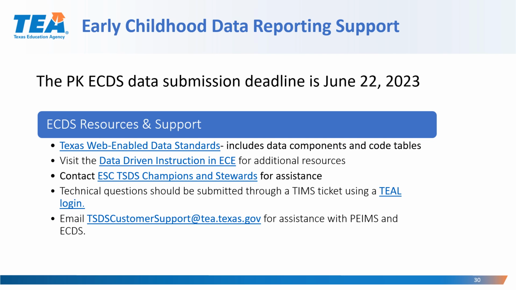During the submission process, should you run into any technical issues and need support, local education agencies and other education service centers should work with their local champions to resolve any issues. There are several ways to get support. First, if you have technical issues, those should be submitted using a TIMS ticket through your TEAL login. From there, those local champions and stewards will be able to respond to your question and/or elevate it if needed to the teams appropriately identified at TEA. Furthermore, you can see on your slide that there's the email for the TSDS customer support at tea.texas.gov. You could use this email for assistance with PEIMS and ECDS.